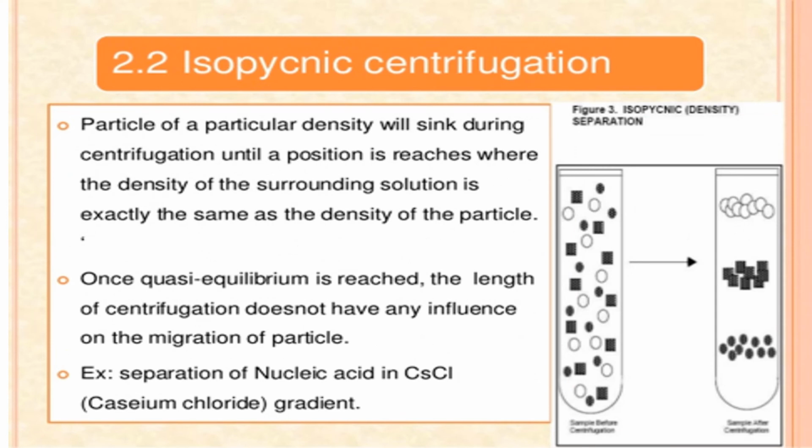In isopycnic centrifugation, particles of a particular density will sink during centrifugation until a position is reached where the density of the surrounding solution is exactly the same as the density of the particle. Once quasi-equilibrium is reached, the length of the centrifugation does not have any influence on the migration of the particle. This is used to separate nucleic acids, RNA and DNA, in a cesium chloride gradient. We make a cesium chloride gradient, and they are separated according to their density.